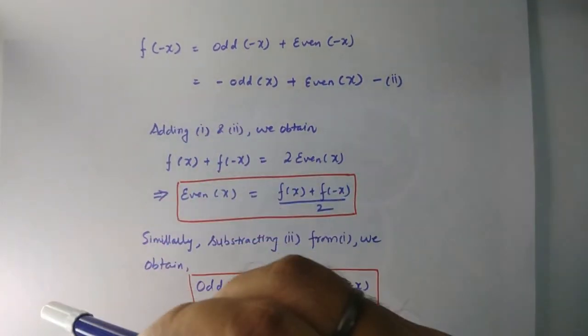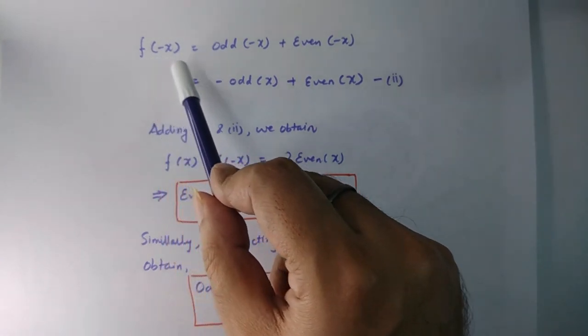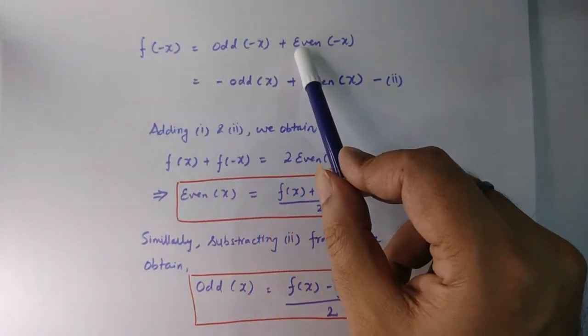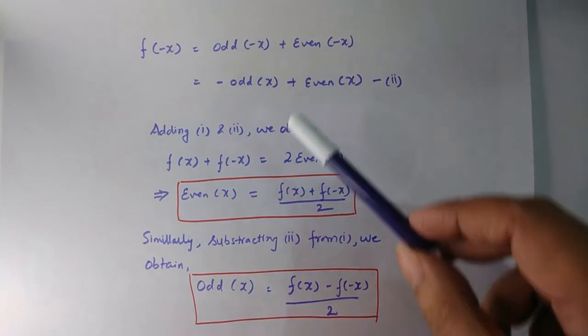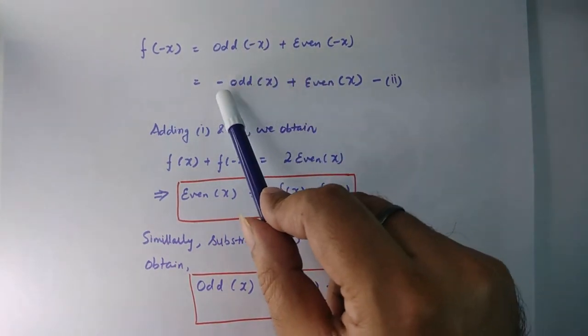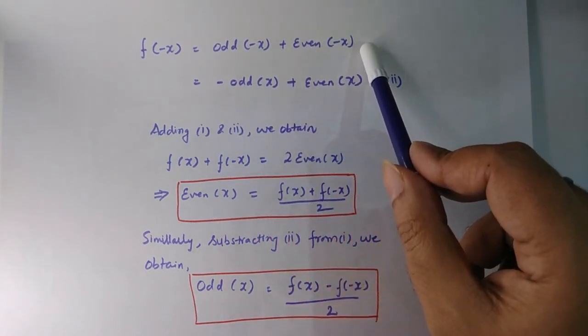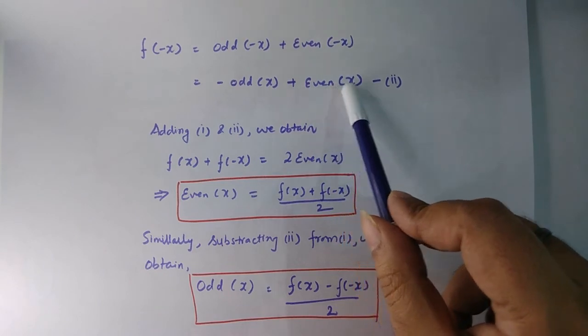F of x is equal to odd of x plus even of x. Therefore, f of minus x is equal to odd of minus x plus even of minus x. Since odd of x is an odd function, odd of minus x is minus odd of x, and even of minus x, since it is an even function, will be equal to even of x.